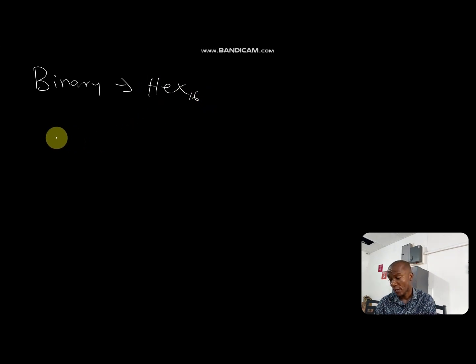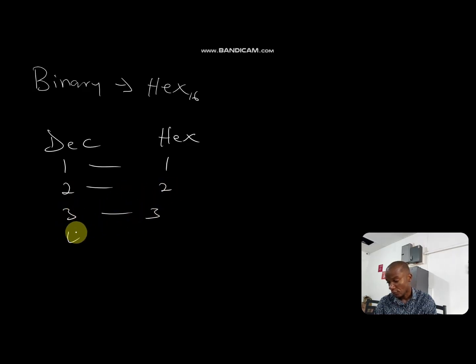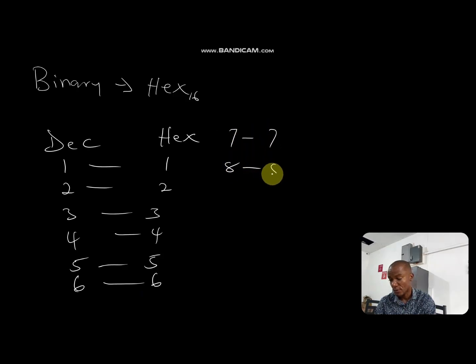Guys, welcome back. So we are going to change from binary to hexadecimal, or base 16. So we have decimal numbers and hexadecimal numbers. In decimal numbers, 1 corresponds to 1, 2 corresponds to 2, 3 corresponds to 3, 4 to 4, 5 to 5, 6 corresponds to 6, 7 corresponds to 7, 8 corresponds to 8, 9 corresponds to 9.